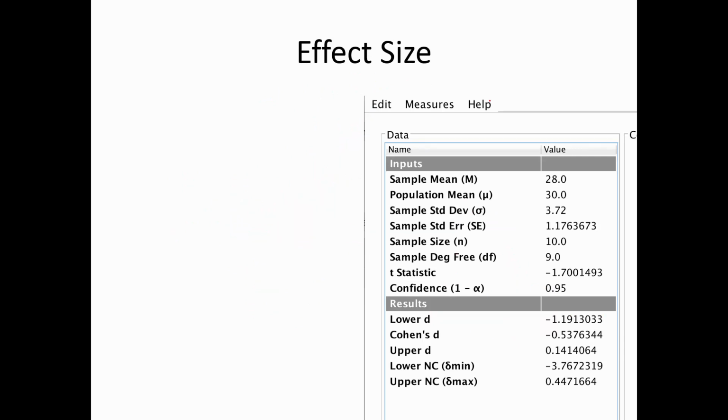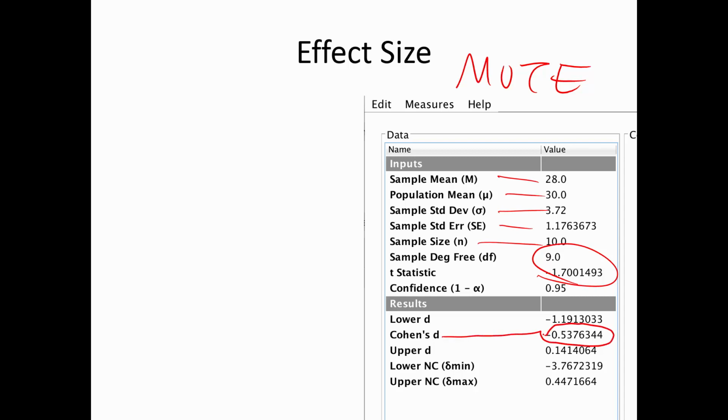So with effect size, what I did was calculate this from MOTE. You can get that at aggieerin.com or on Blackboard if you're in my course. And then there's a whole separate video on how to work MOTE with a link to download it. I entered the sample mean, population mean, standard deviation, and n. But you'll see that it auto-calculates degrees of freedom and t for you, as well as standard error. But what we really want out of this is this number here.